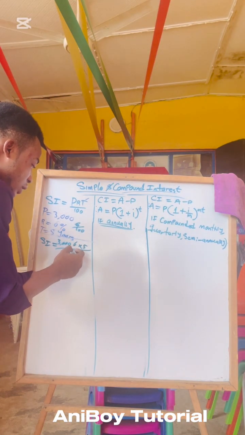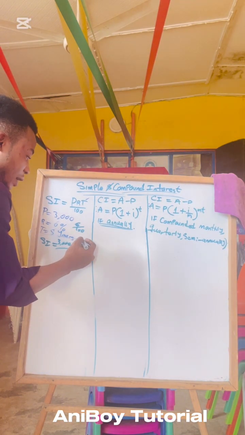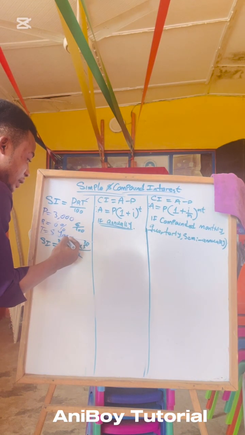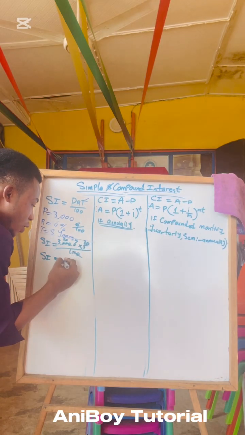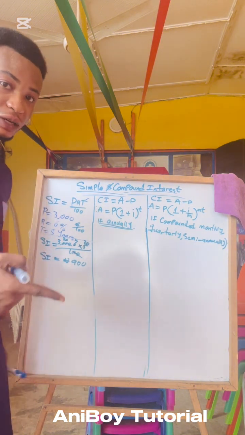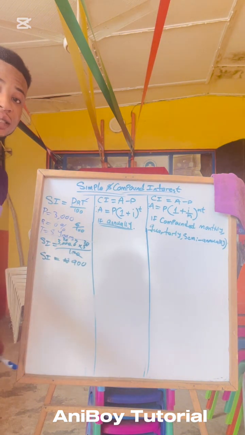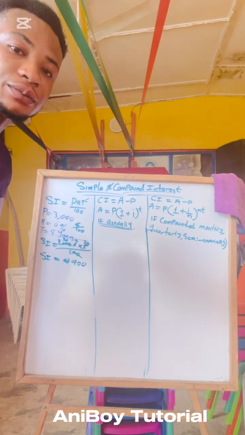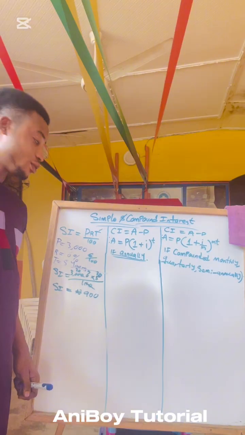So to make our work easy, we cancel the zeros. So we have 30 and we have 6 times 5, which is 30. So that is 30 times 30 will give us what? Will give us 900 naira. Now our simple interest is 900 naira. That's our simple interest.